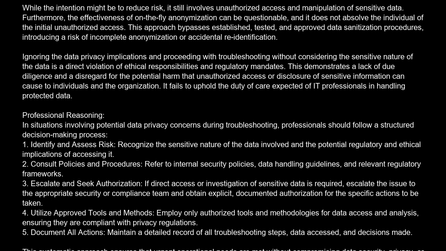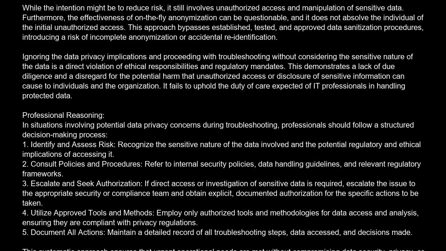Ignoring the data privacy implications and proceeding with troubleshooting without considering the sensitive nature of the data is a direct violation of ethical responsibilities and regulatory mandates. This demonstrates a lack of due diligence and a disregard for the potential harm that unauthorized access or disclosure of sensitive information can cause to individuals and the organization. It fails to uphold the duty of care expected of IT professionals in handling protected data.